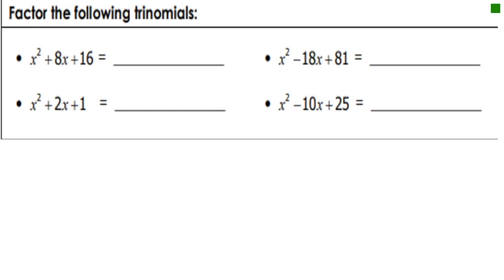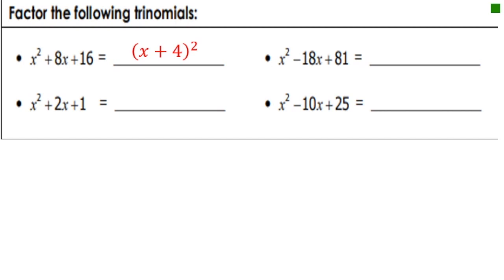So I want you to factor these 4 problems on your own. Okay, so go ahead and pause the video here, work these 4 problems, factor them out, and then you can check your answer. Pausing now. Okay, so let's see what you got. On the first one, your answer should have been x plus 4 squared.